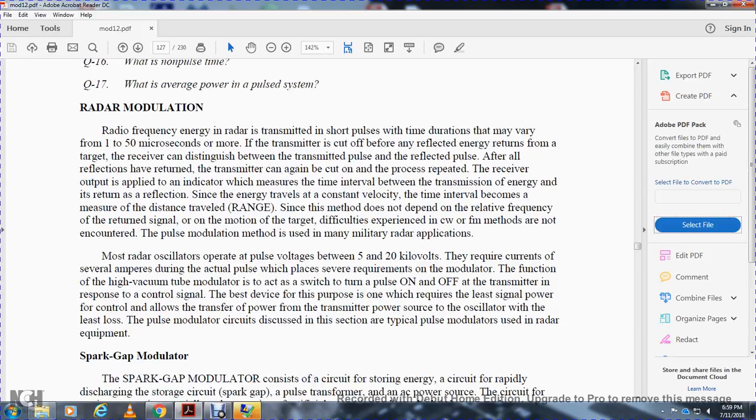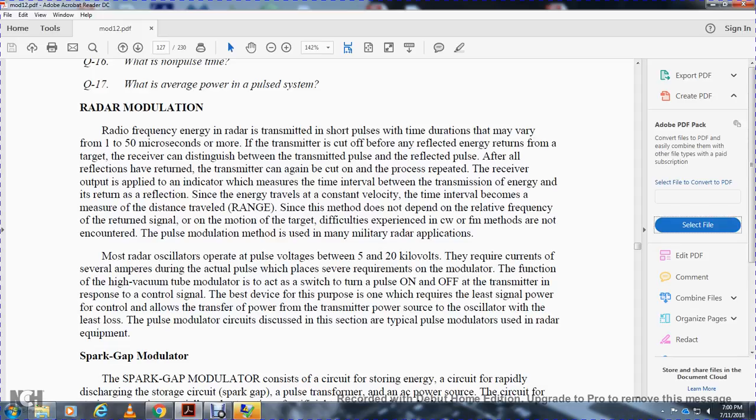The modulator for the radar oscillator operates with a pulse voltage of 5 to 200 kilovolts. It requires several amperes of current during the actual pulse, which places several requirements on the modulator. The function of the high vacuum tube modulator is to act as a switch to turn the pulse on and off at the transmitter in response to the control signal. The purpose is to use the least control signal power while allowing the transformer to pass power from the source to the oscillator with the least loss.